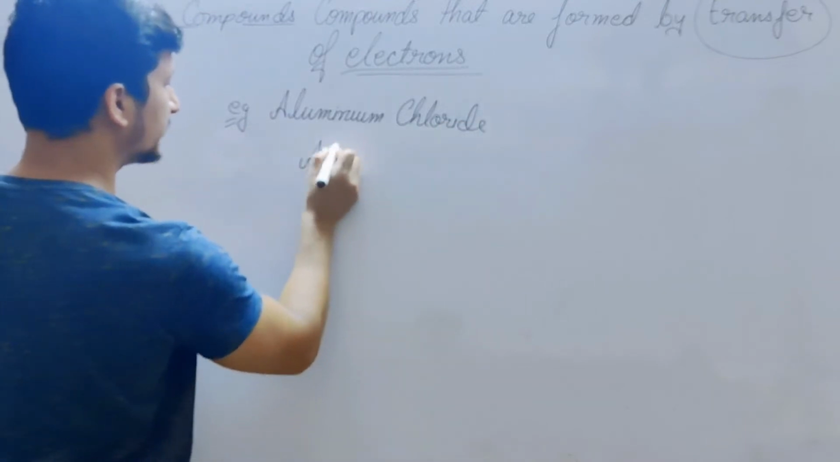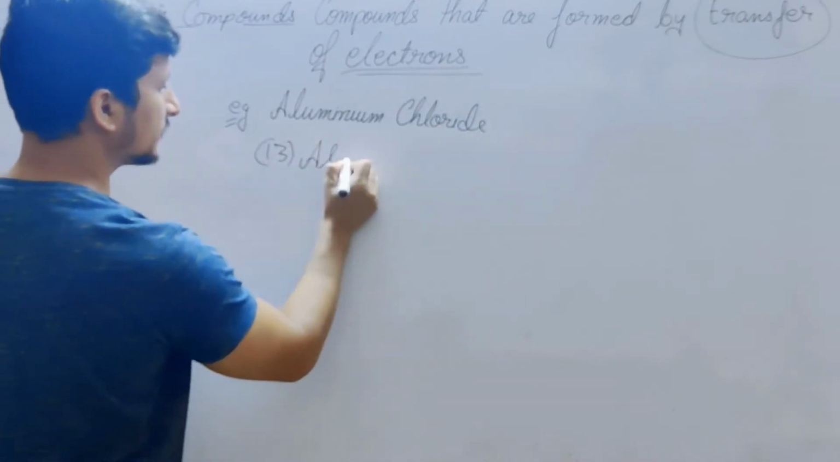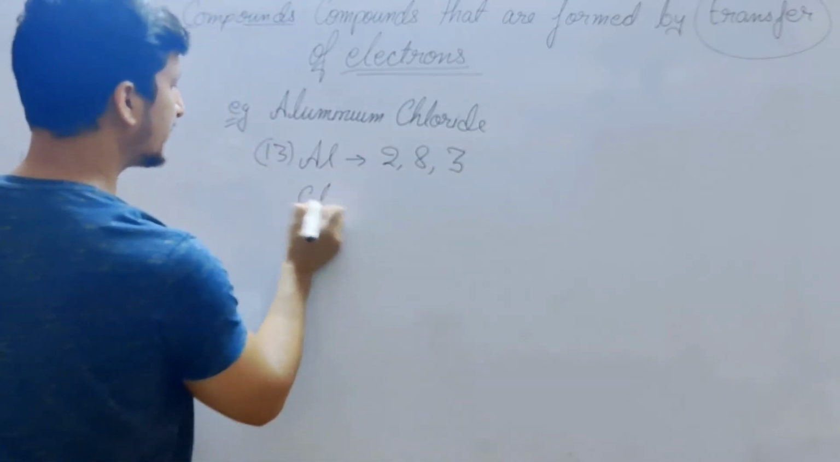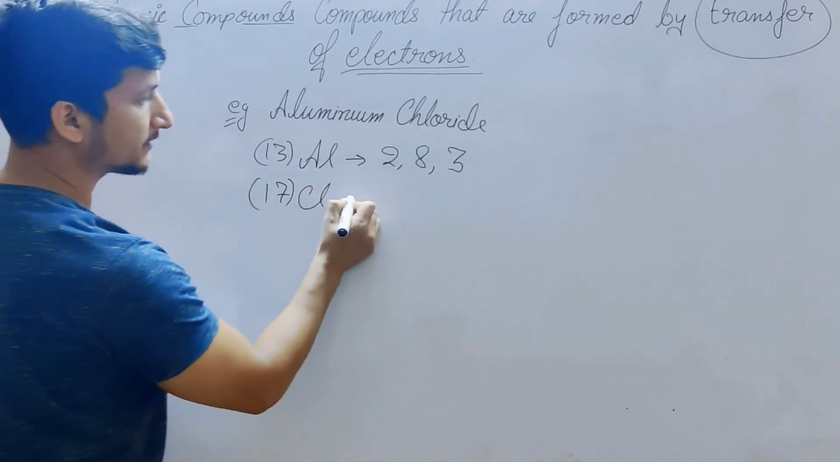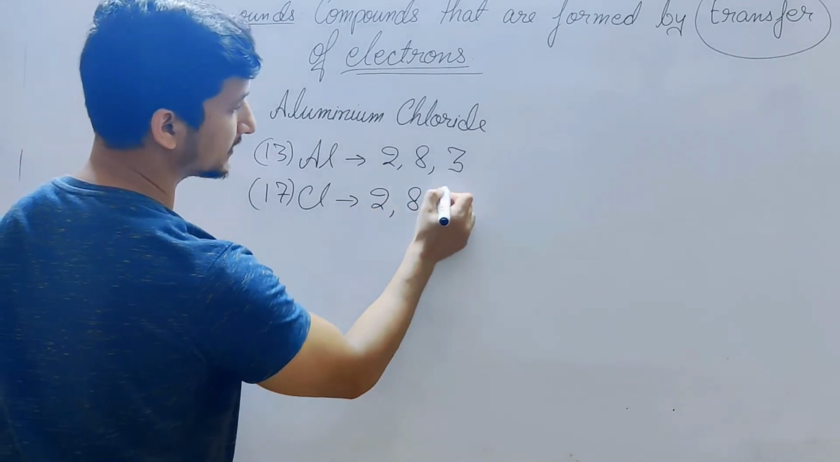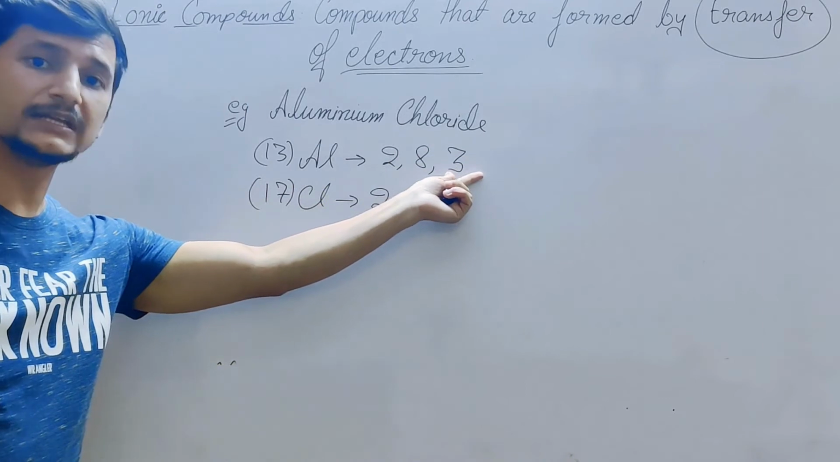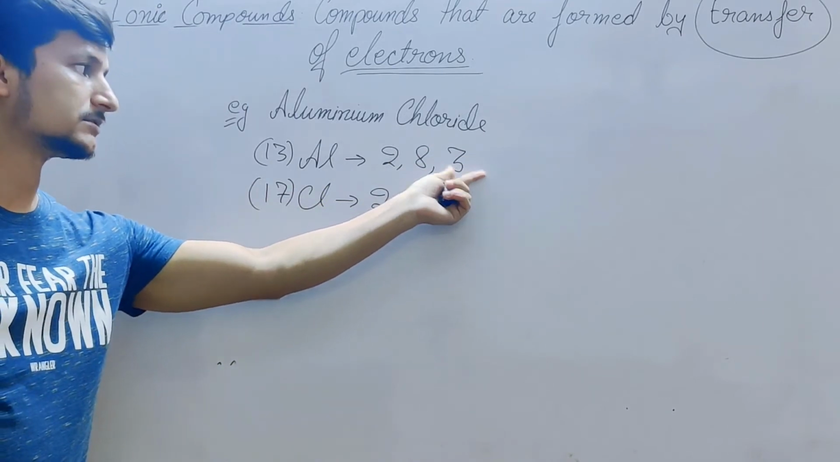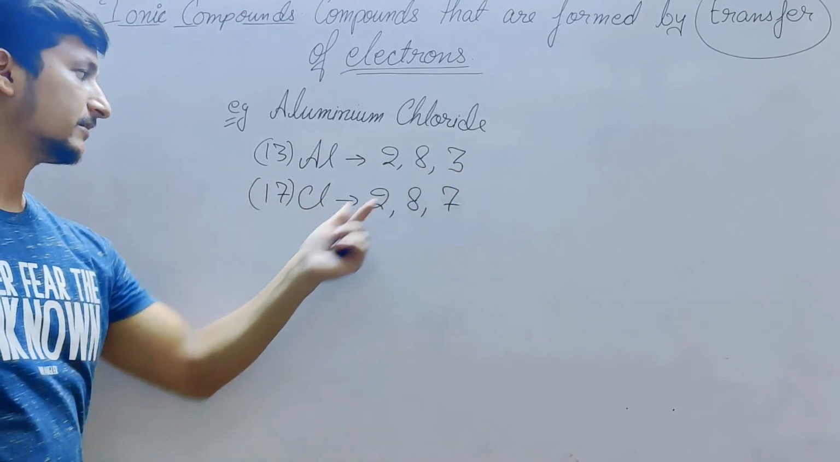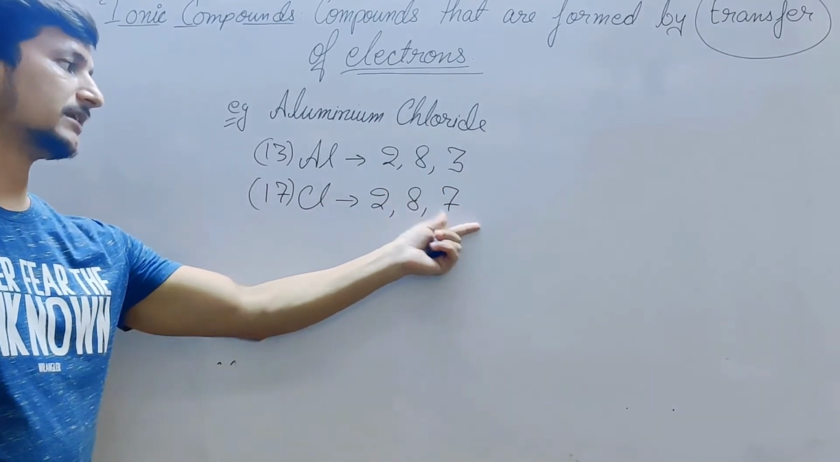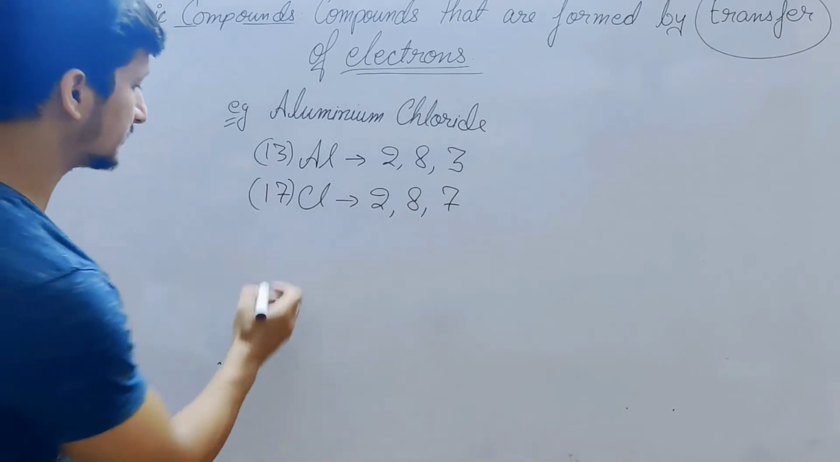Atomic number of aluminium is 13, so its electronic configuration will be 2, 8, 3. Chlorine having atomic number 17, its electronic configuration will be 2, 8, 7. Now, aluminium wants to remove 3 electrons so that the last shell contains 8, whereas chlorine wants to gain 1 electron so that the last shell will have 8 electrons, octet will be complete.